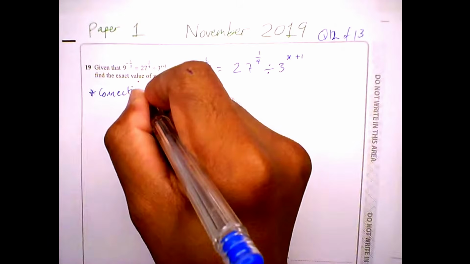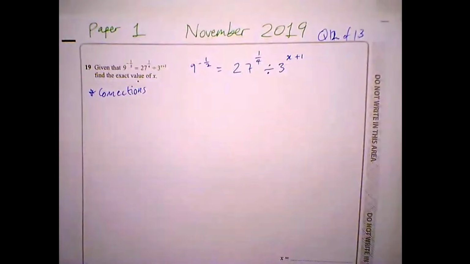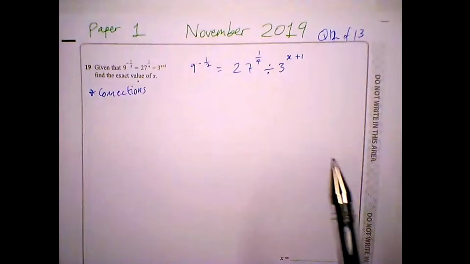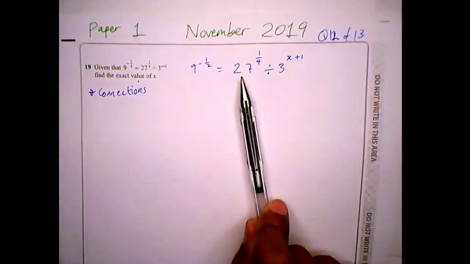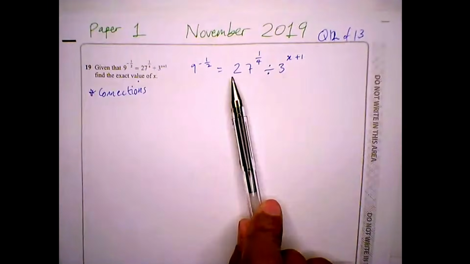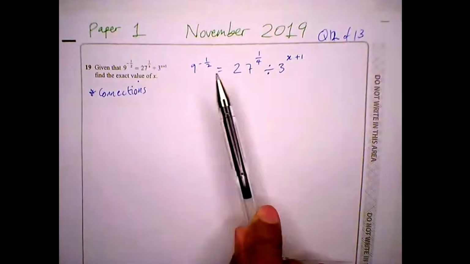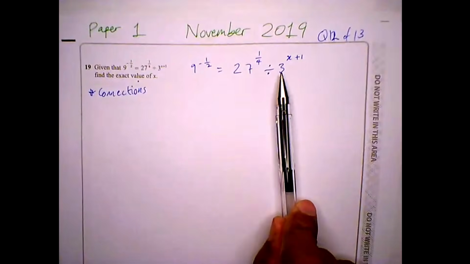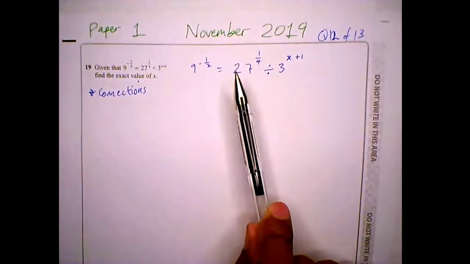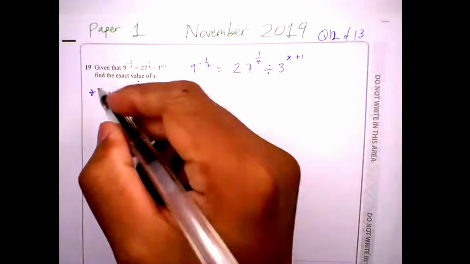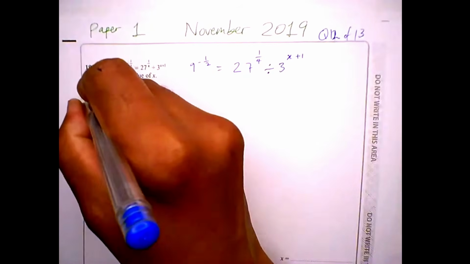Connections. What is the connection here? So the connection is 9, 27, and 3. So if we think about it, the connection has to be 3 because 3 squared is 9, 3 cubed is 27. So I'm working with powers of 3. So that's my step 1, if you like, connections.